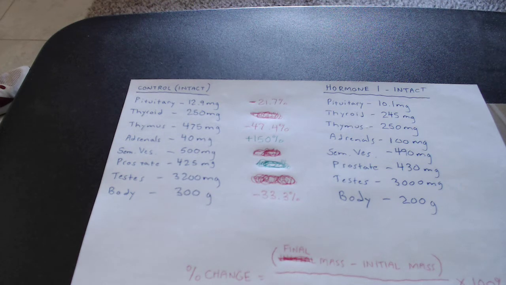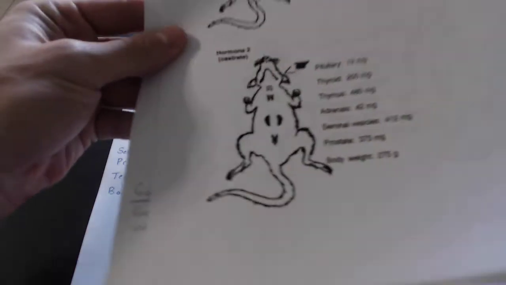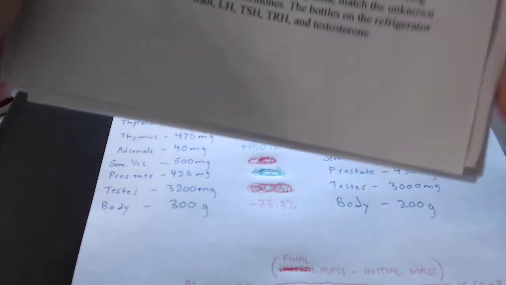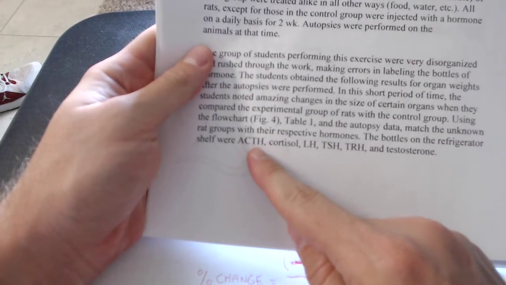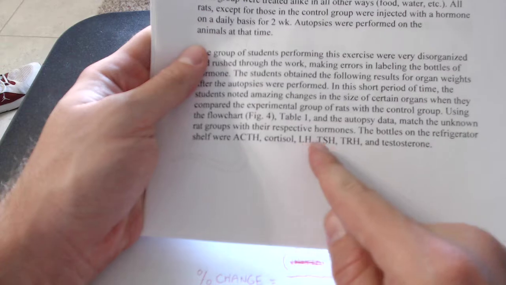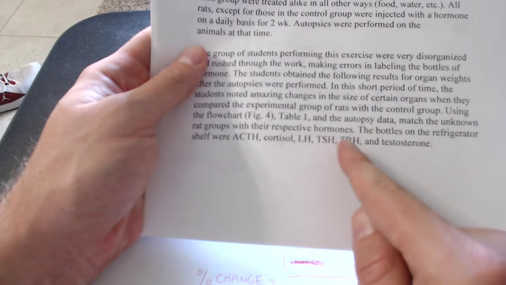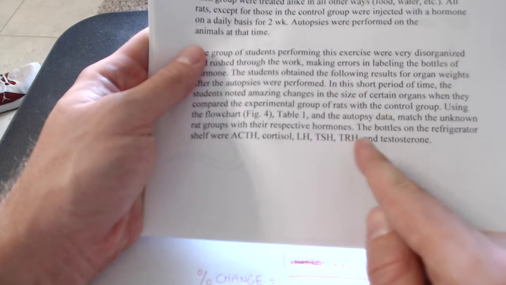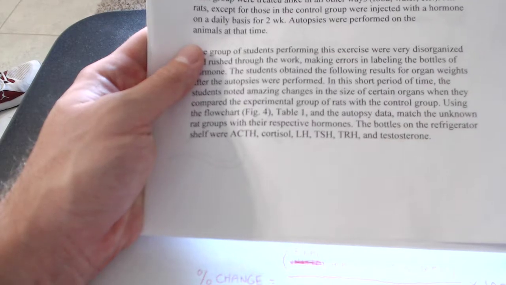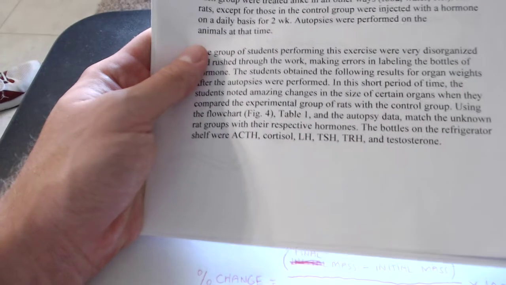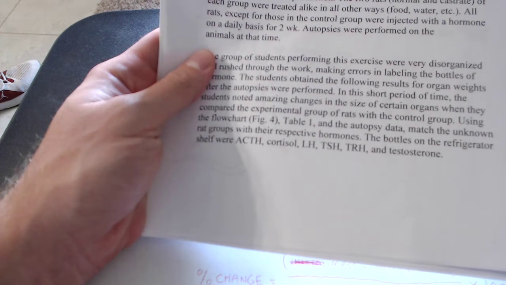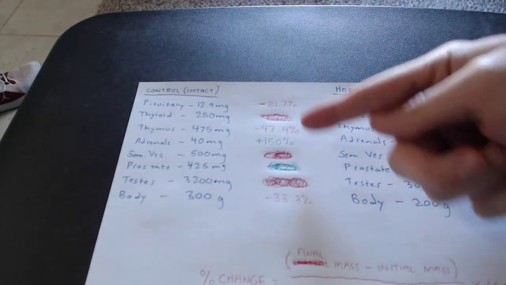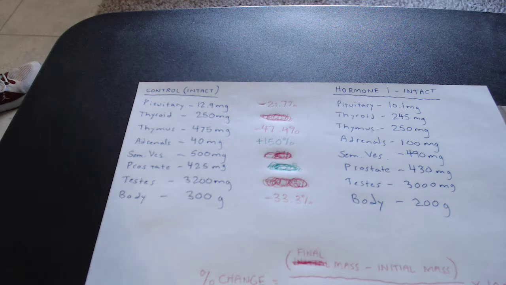So if we go back here to our list of hormones, we can see that the hormones that we have to choose from are ACTH, cortisol, luteinizing hormone, thyroid stimulating hormone, thyrotropin releasing hormone, and testosterone. So what you should be asking yourself is, which one of these hormones, if I injected it into a rat, would cause these changes that we see right here?